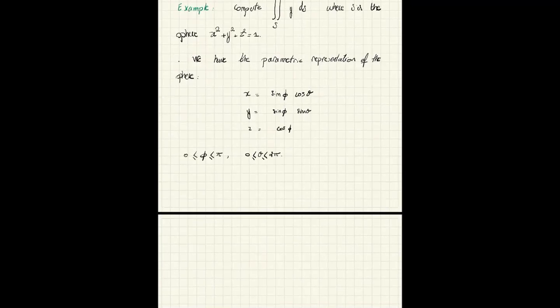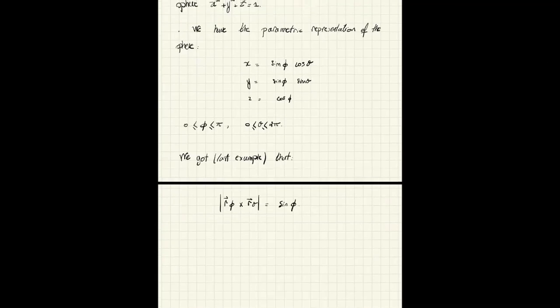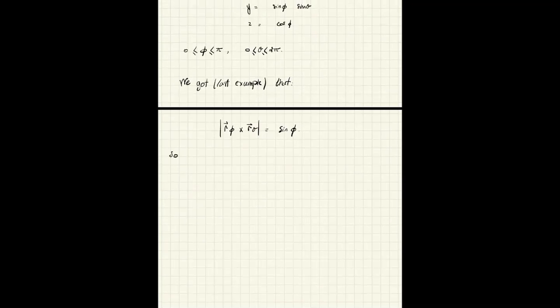Okay? So I'm not gonna do the computation again, but we got in the last example that the norm of r phi cross r theta is equal to, remember, a squared times sine phi, but now a is 1, so it's sine phi.